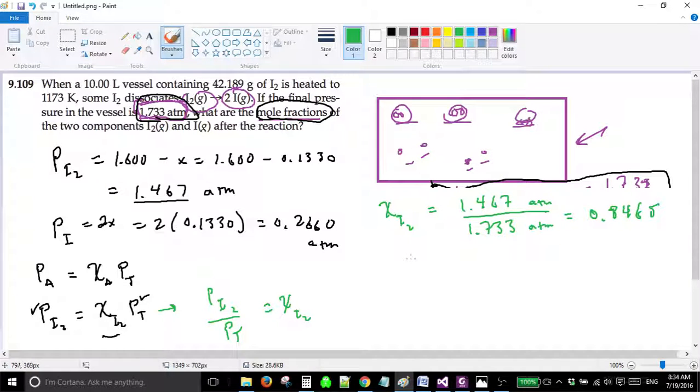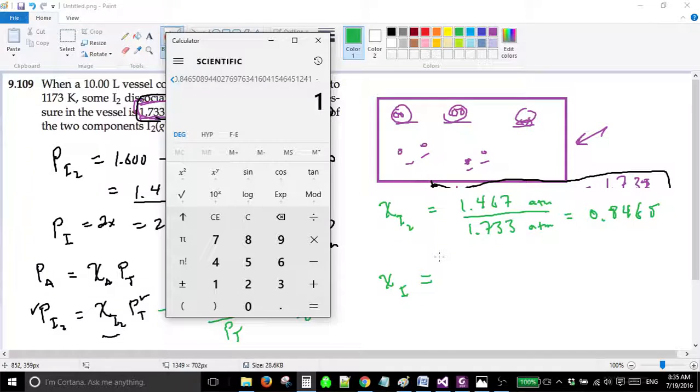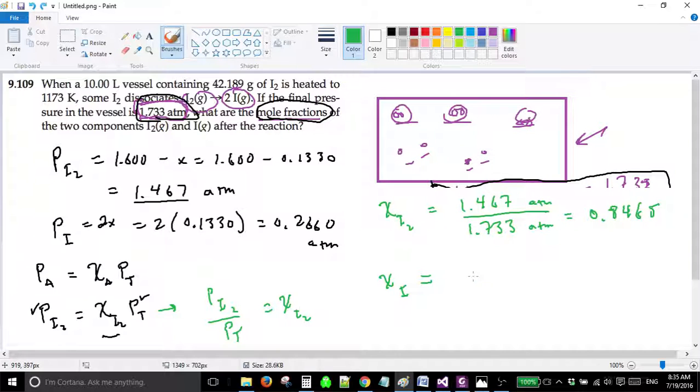0.8465. And the mole fraction of atomic iodine, I could figure it out using the same method, or alternatively, if you're feeling lucky, you can just subtract the mole fraction of molecular iodine from 1, which gives 0.1535. Because if the mixture only has 2 gases, of course, the mole fractions must add up to 1, or 100%. So, I could just do 1 minus one of them, and I'll get the other one. That's it. It wasn't so hard after all, just a little tricky.